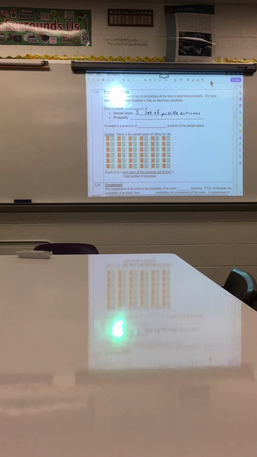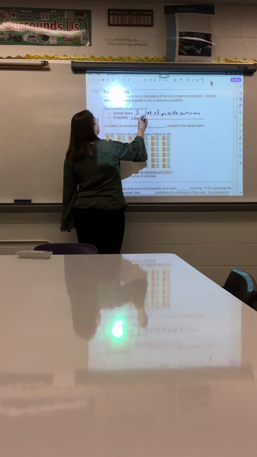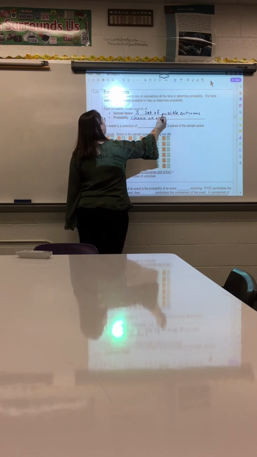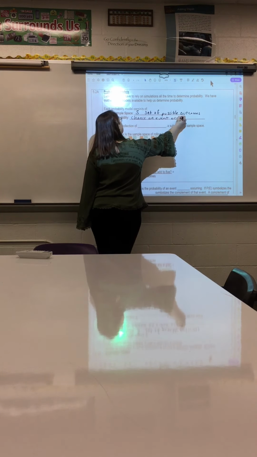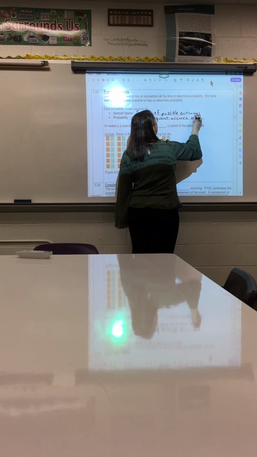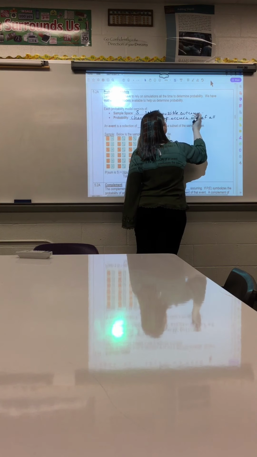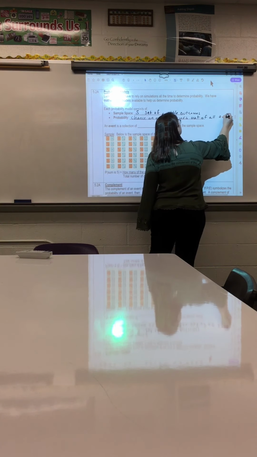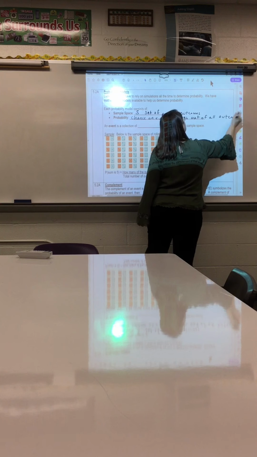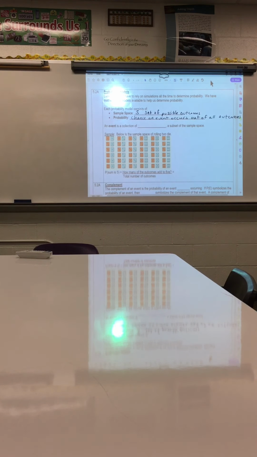the chance an event occurs out of all outcomes. So you look for one specific event to happen out of all of the possible events that can happen in that sample space.